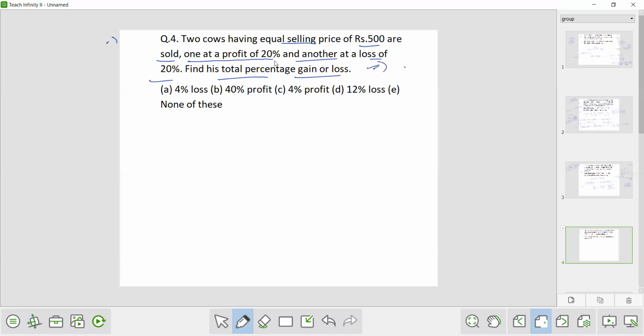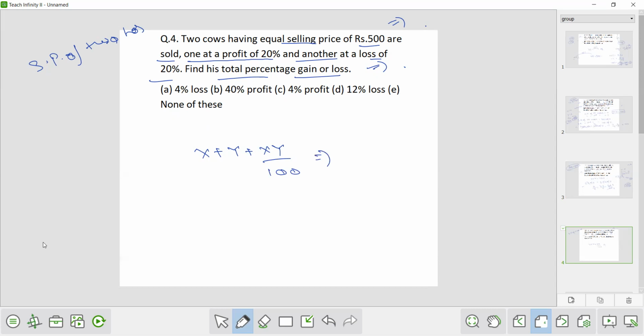Here it is given that the selling price of two cows are equal, and what is the profit same is the loss. So whenever it is given that the selling price of two horses or selling price of two commodities are equal, and one is sold at a gain and another is sold at a loss, so we apply this formula: x plus y plus xy by 100.